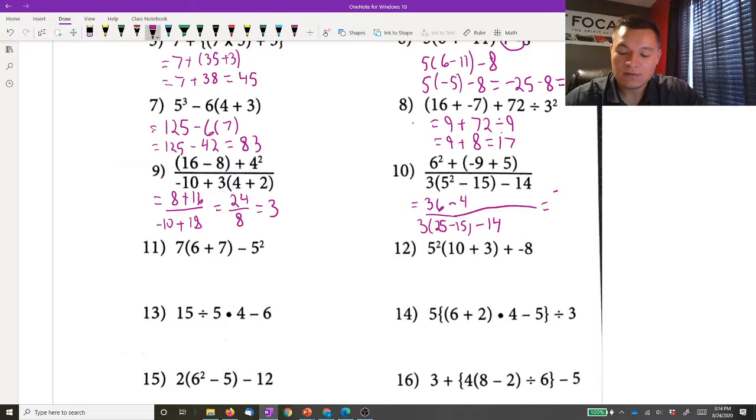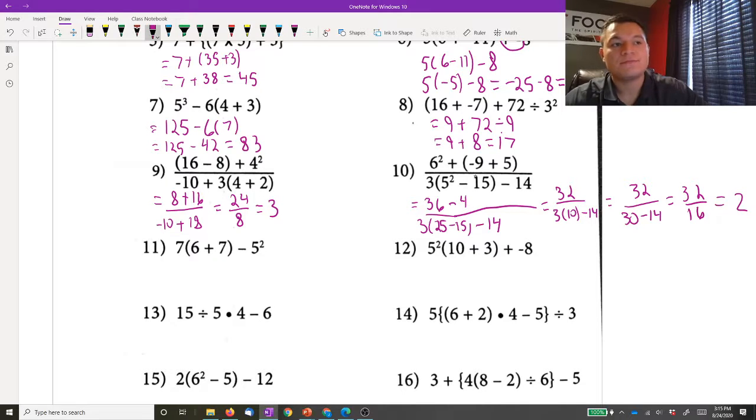And now that I'm going to have to do more steps. So let's do the top. 32 divided by 3 times 25 minus 15 is 10, minus 14. It's going to be a 32 on top, 30 minus 14 on the bottom, 32 on top, and a 16 on the bottom. The answer is 2.